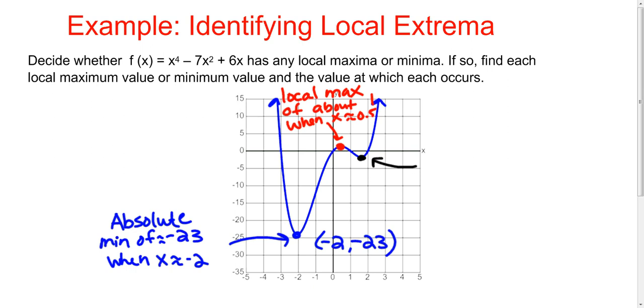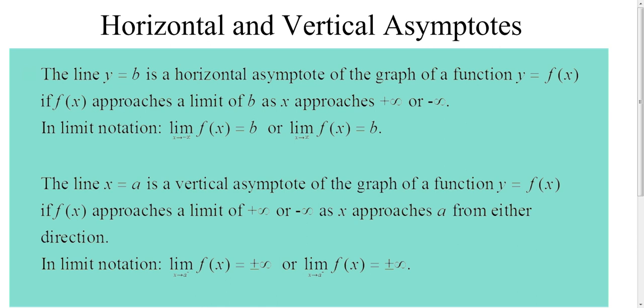It is not the lowest point forever on the graph, but it is the lowest point of everywhere around it. So I would say this is a local min of about, I don't know, -2 when x is about 1.5, let's say. Okay, we're estimating a little bit, but that's what you do.